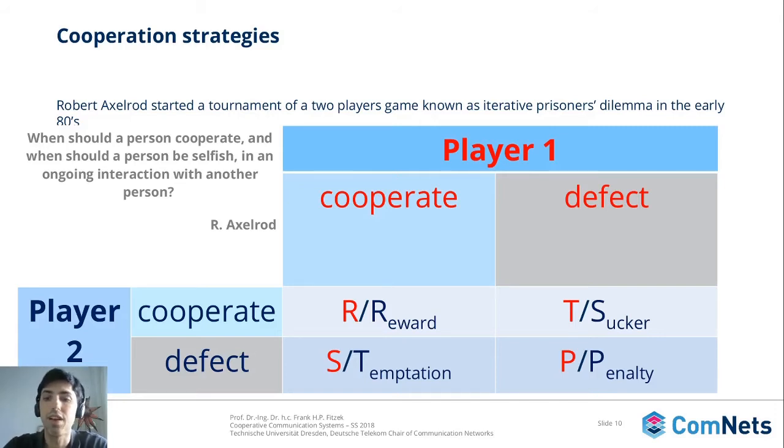Then we also have the temptation and the sucker. This happens when one of them cooperates and the other one defects. If I defect, I will be tempted to defect, because this is how it normally works. So this is the temptation. And if I cooperate and the other player defects, then I will be the sucker, because of course he played that one on me.